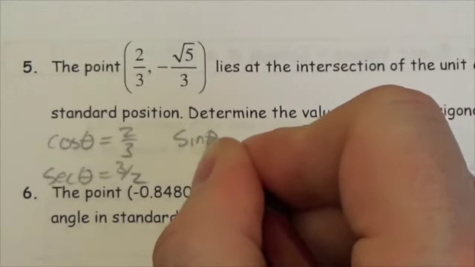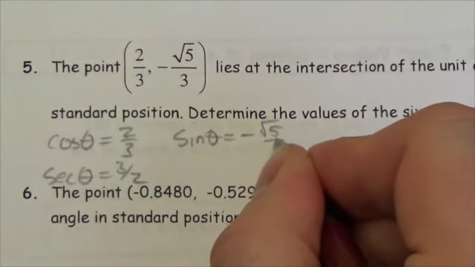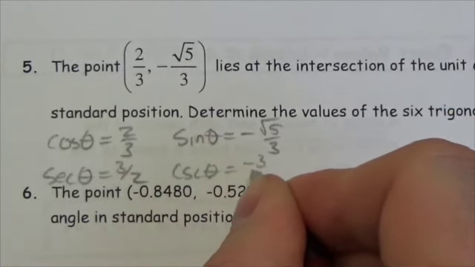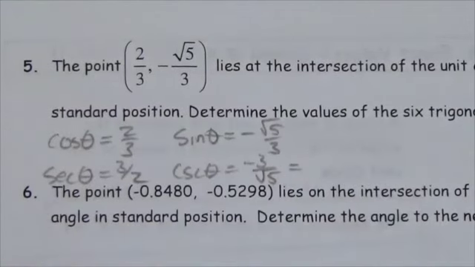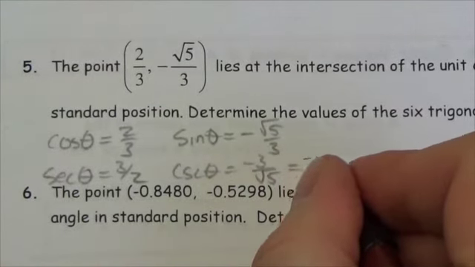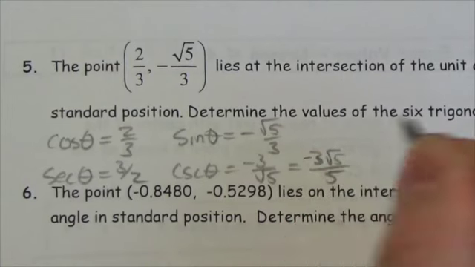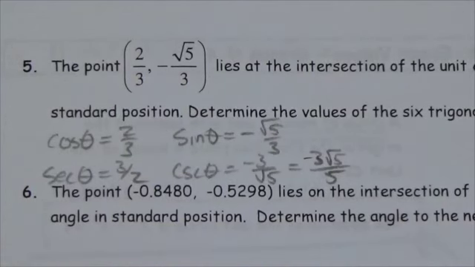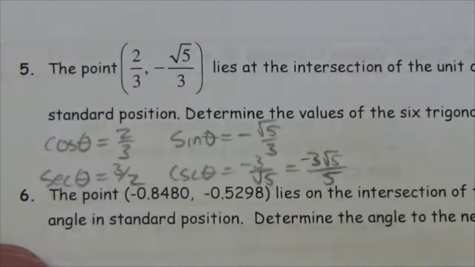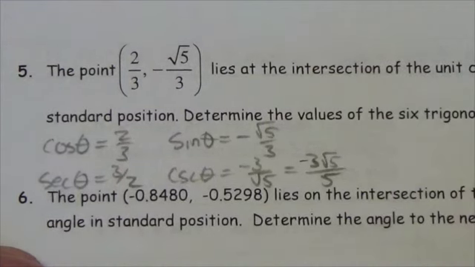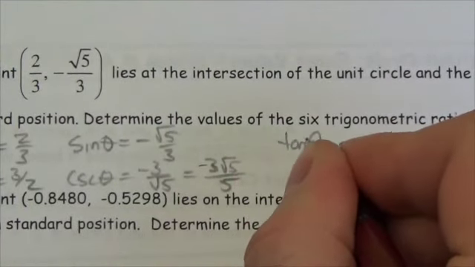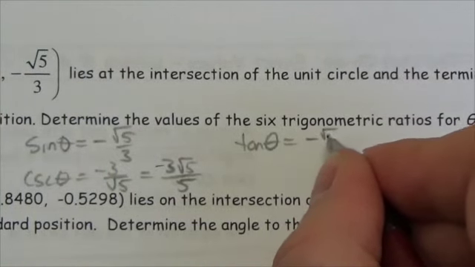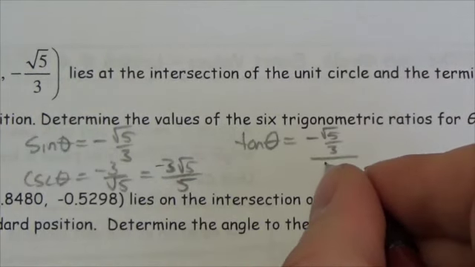I know that the sine of theta is negative root 5 over 3, which means by default that the cosecant of theta is negative 3 over root 5. You may need to rationalize that, which would be negative 3 root 5 over 5. But the point is, immediately you know those values. Now, to figure out the tangent takes a little bit more work. Tangent of theta is always y over x. So this is negative root 5 over 3 divided by 2 over 3.